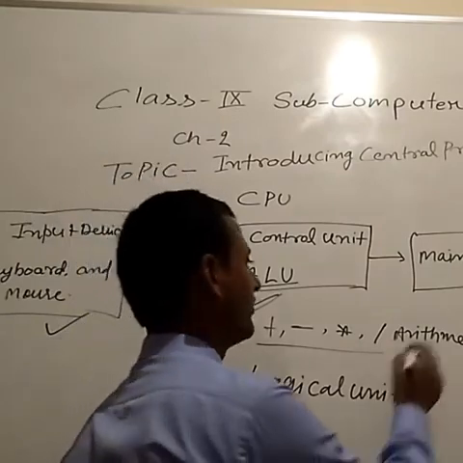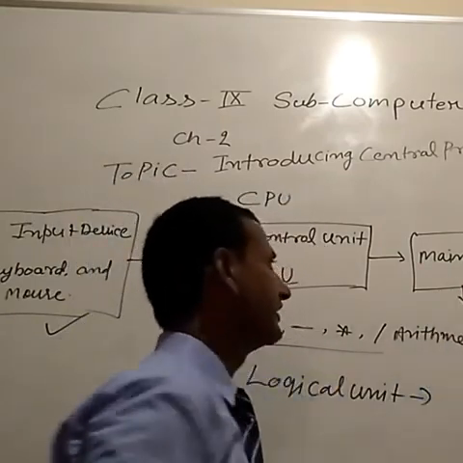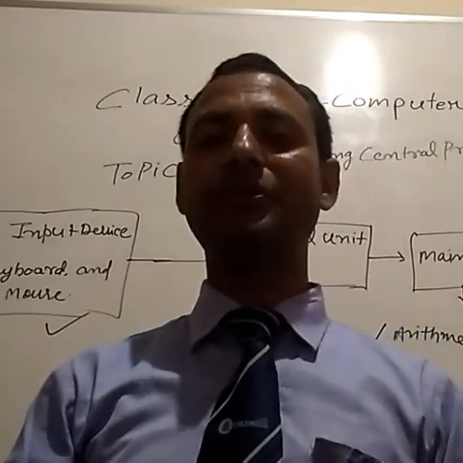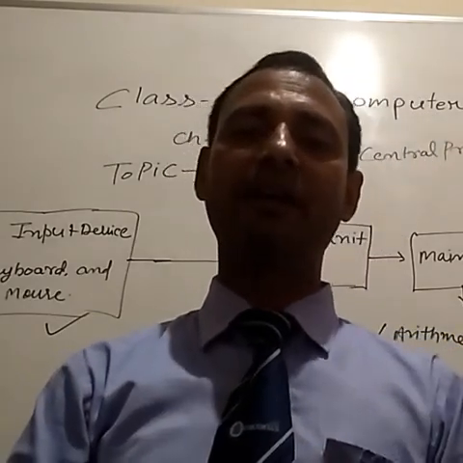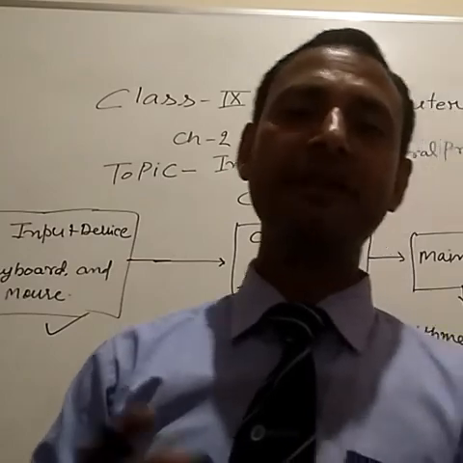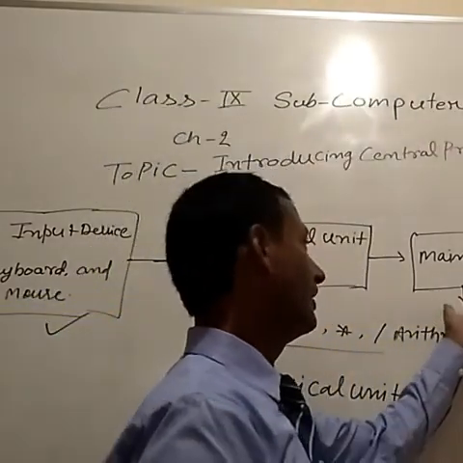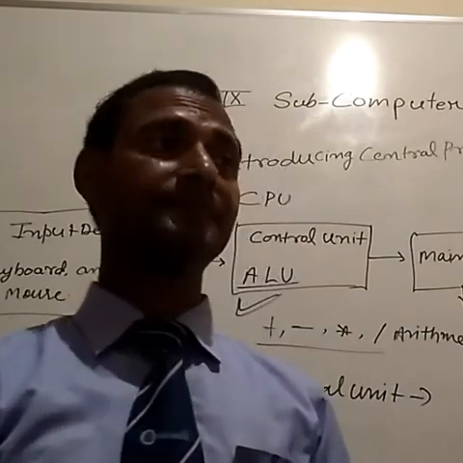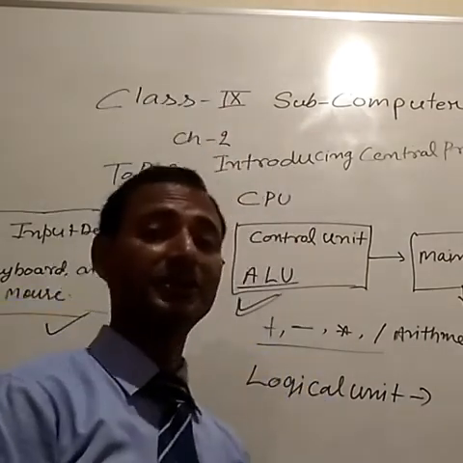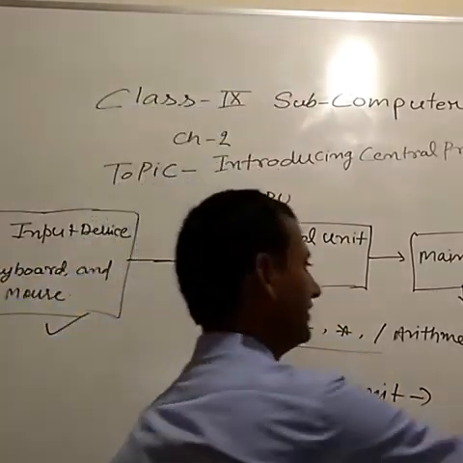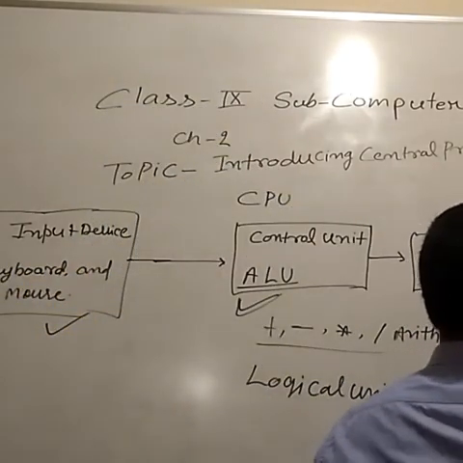After performing the calculation, the data comes to the main memory. Main memory is a storage device inside the computer used to store a large amount of data. Main memory is used to store and process the data, and after that the result is displayed on the output device.